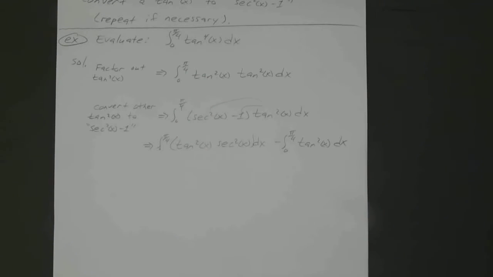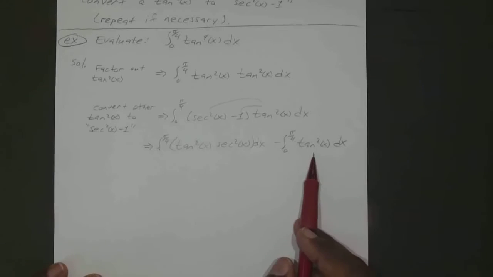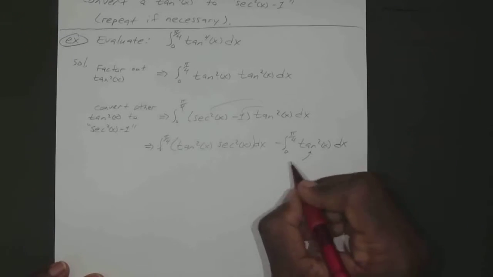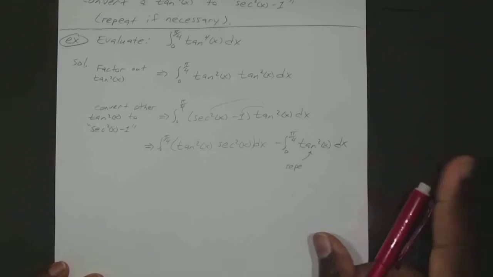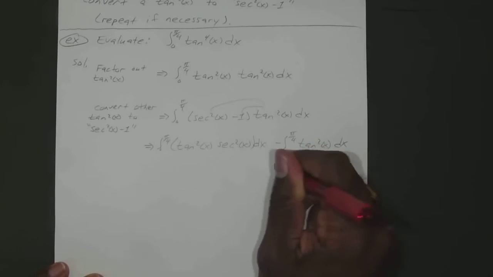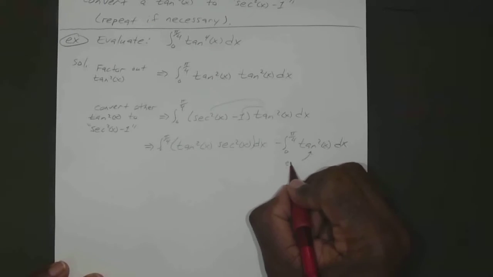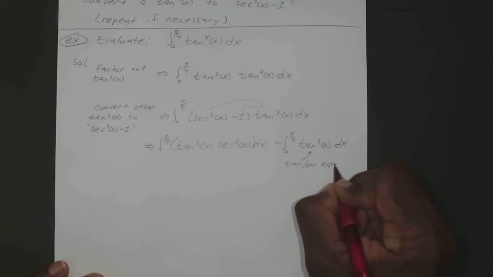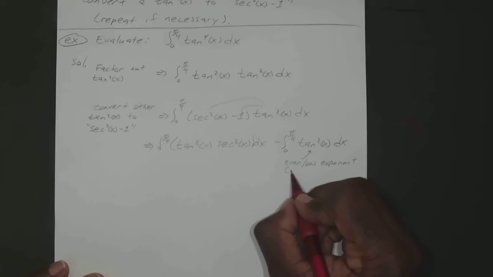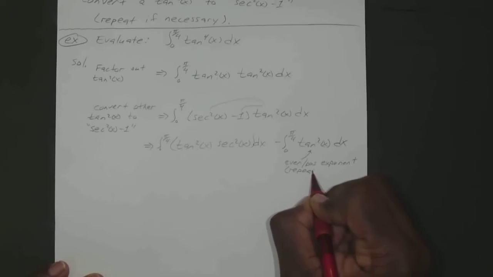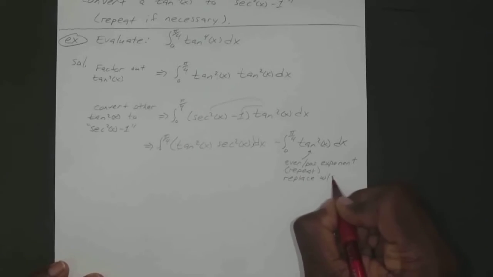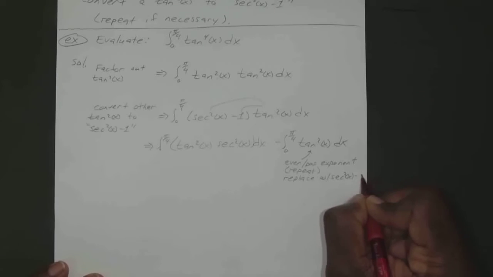Okay, and what they meant by repeat is that if you end up with another even and positive tangent, you now have to replace that with secant squared minus 1. Yeah, so let me see. So even positive exponent. So you're going to repeat replacing secant squared of x minus 1.